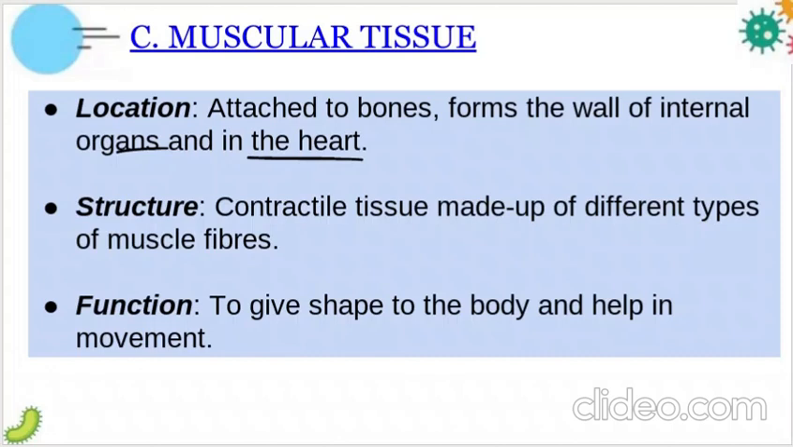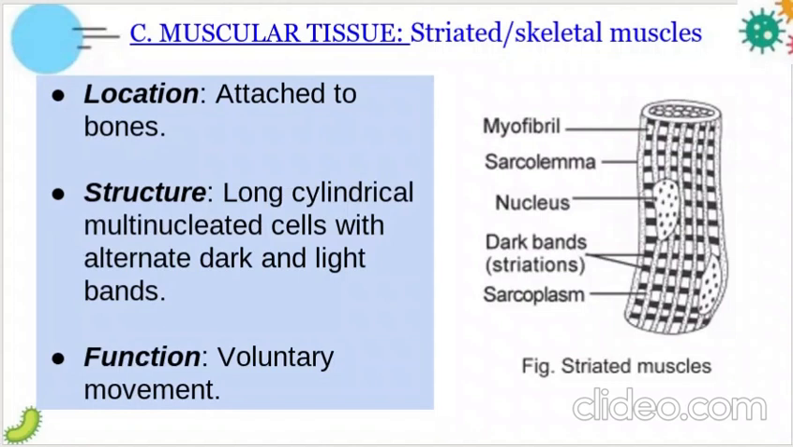The structure is such that the contractile tissue is made up of different types of muscle fibers. Now muscle tissue is divided into two types: voluntary muscles, which we can control, and involuntary, which means it happens automatically. The function is to give shape to the body and even help in movement. So the first type is striated muscles or the skeletal muscles. Why striated? Because they have striations on them.